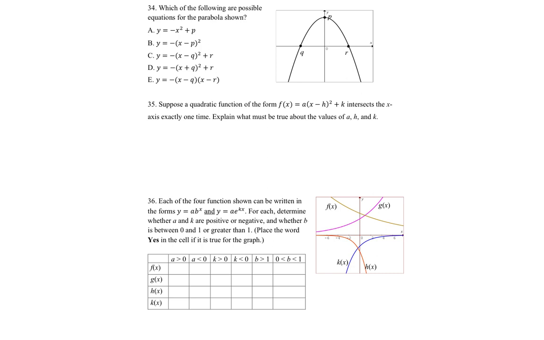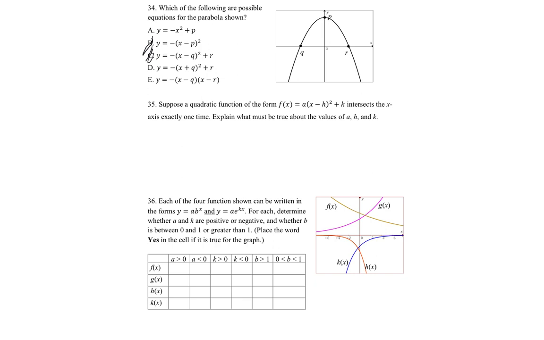I'm going to start with B. So B tells us that we have a repeated root at P. But in this graph, we have a root at Q, a root at R, and a vertex and a y-intercept at P. So we can cross out B, because we don't have a repeated root and we don't have a root at P. At C, we have a repeated root at Q, so we can throw that out.